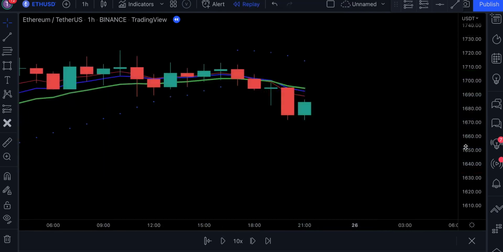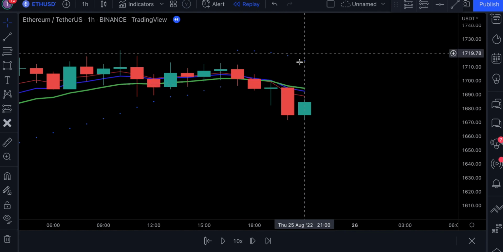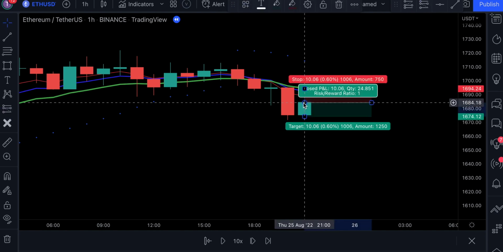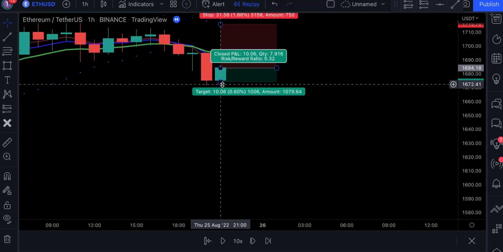The rules for entering a sell position are exactly opposite. First, the 5 EMA, which is the red line, has to cross below the 8 and the 13 EMA. Second, the 8 EMA, which is the blue line, has to cross below the 13 EMA. And finally, the parabolic SAR dots must be above the price action. The stop loss will be set slightly above the recent swing high, and the take profit target will stay the same.